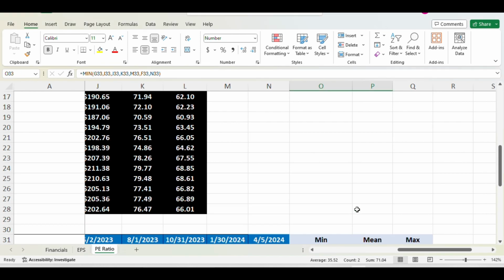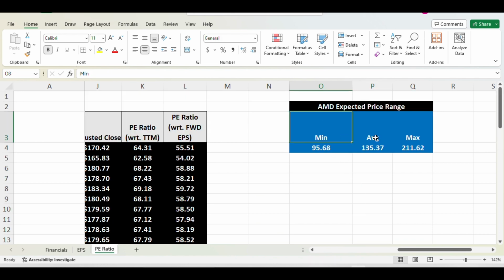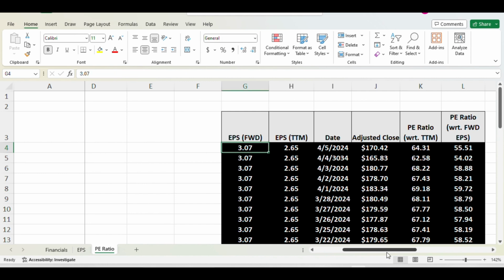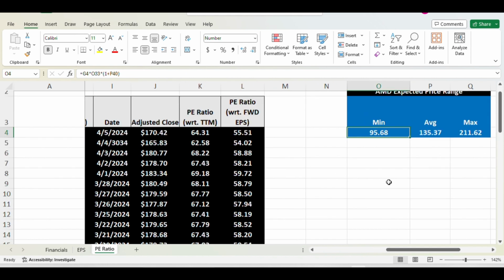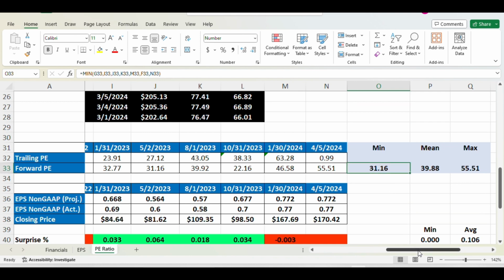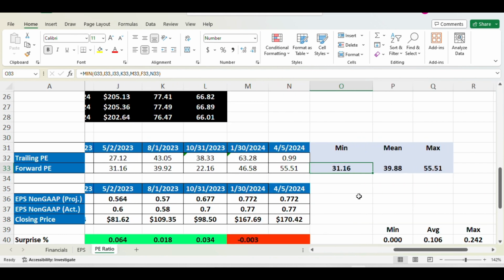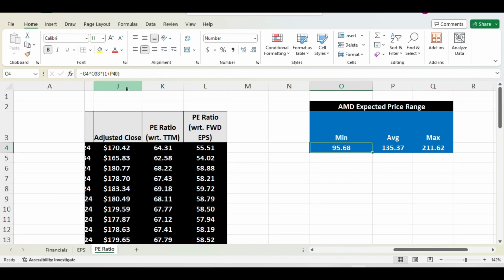So I'm going to use those values in my formula to calculate minimum, average and the maximum AMD expected price for the future. For the minimum, I'm using this formula G4, that is EPS forward. You see this guy G4, and then the second factor is O33, that is the minimum value of the forward PE for last 7 or 6 quarters. And also the third one is the earning surprise, that is 0. So 1 plus 0 is 1. After putting all 3 factors in the formula, it gives the minimum price 95.68.